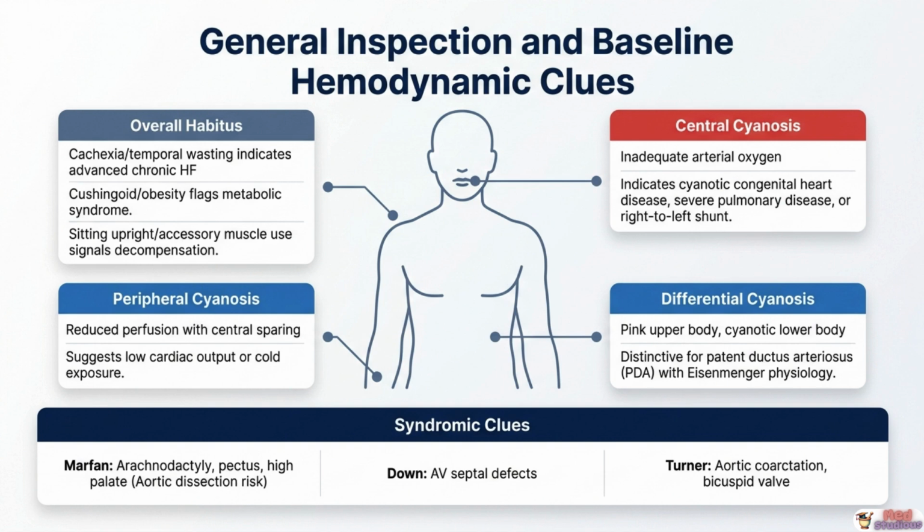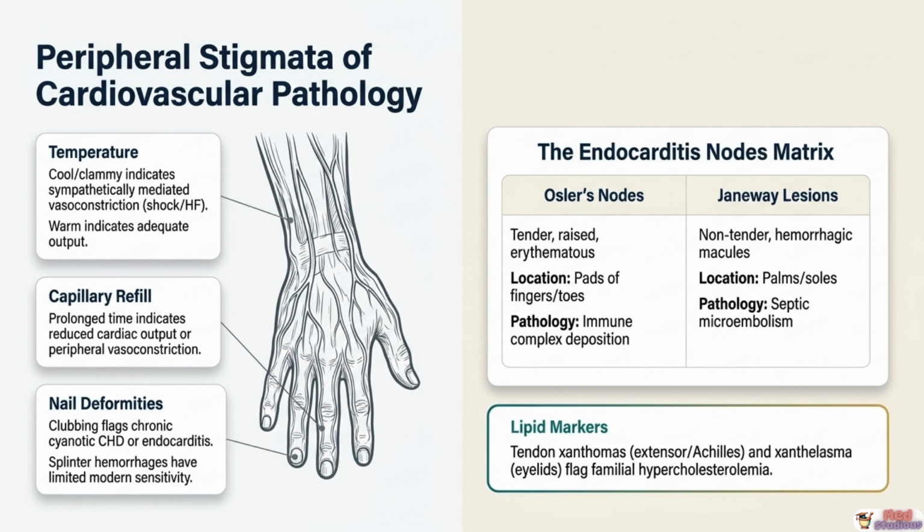Finally, don't overlook syndromic clues. Marfan syndrome brings arachnodactyly, pectus deformities, and a high-arched palate, carrying real aortic dissection risk, while Down syndrome flags atrioventricular septal defects, and Turner syndrome flags aortic coarctation and bicuspid valve. The hands offer a remarkable amount of cardiovascular information in just a few seconds of examination.